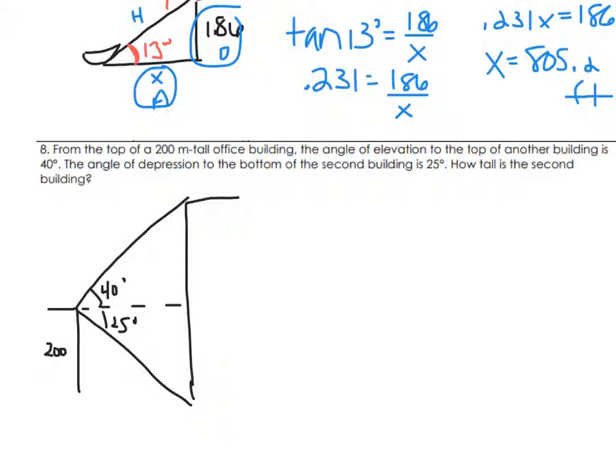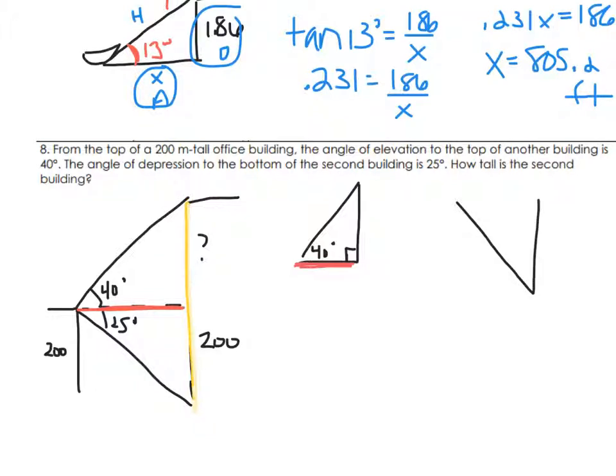Okay, how tall is the second building? So my end goal is to find this whole height. Well, I know that this bottom piece is 200, so I really need to find that top part. If I try drawing that triangle right now, though, all I know is the 40 degrees, which means I need to find something else before I can keep doing this problem. And since this bottom of the triangle is in both of the triangles, that's where I'm going to start. So I actually want to solve the bottom one first.